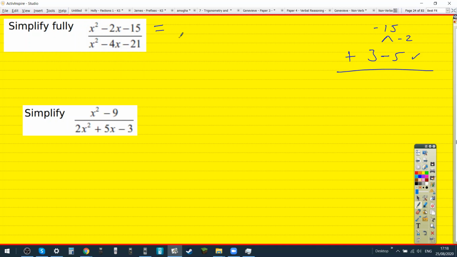So what are the brackets on the top? The brackets will be x plus 3 and x minus 5. Yeah, because that multiplies to make minus 15, that's to make minus 2. Okay, now do the bottom one. Okay, so I need to times to 21 and that's to minus 21 and minus 1.